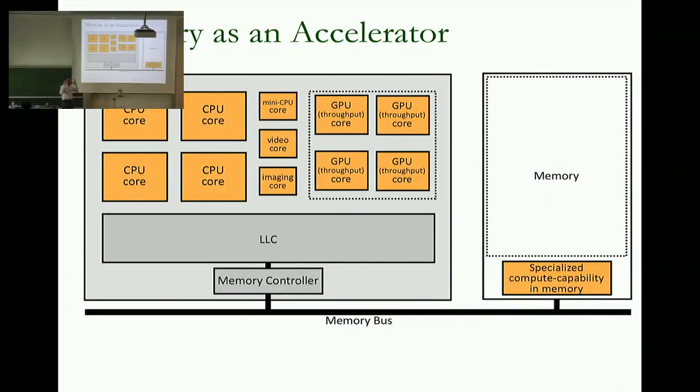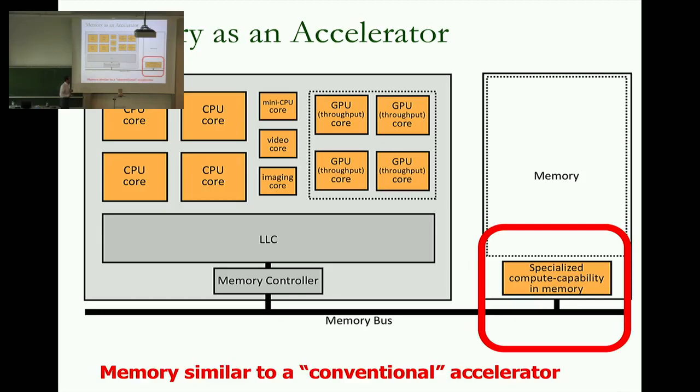Okay, so this is the mentality that I would like to set. Essentially, we're designing all of these accelerators over here. They're sitting on the left side of the memory bus. Why don't we have an accelerator on the right side of the memory bus that's good at exploiting the capability of what we have over here? That's the idea. Essentially, we'd like to treat memory as a conventional accelerator with these minimal changes.